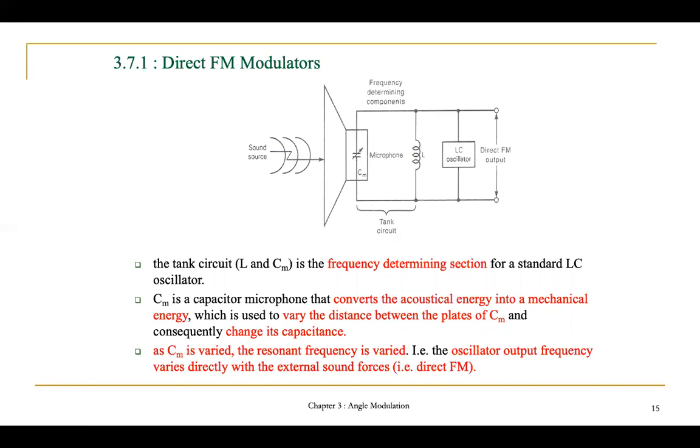Okay, so when the distance of the plates of the CM varies, it will consequently change the capacitance value of the CM. So as the CM is varied, the resonant frequency is varied. That's why we said that the oscillator output frequency varies directly with the external sound forces. So if the external sound forces, meaning the input, vary, then the oscillator output frequency will vary.